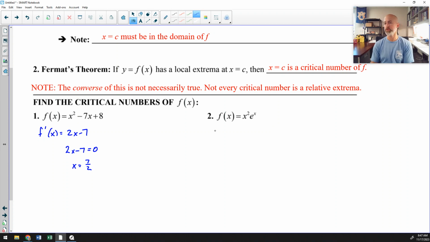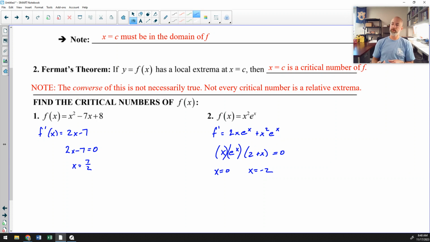Okay, so let's do this for number 2 as well. F prime, this is a product rule, so it'll be 2x e to the x plus x squared times the derivative of e to the x. Now we need to set that equal to 0 and solve. I will factor out an x and an e to the x. That will leave me with a 2 and an x. I will set that equal to 0. E to the x never equals 0, so I'm not worried about that. However, that x can be 0 on the outside here. 2 plus x will equal 0 when x is negative 2. And there are our two critical numbers.